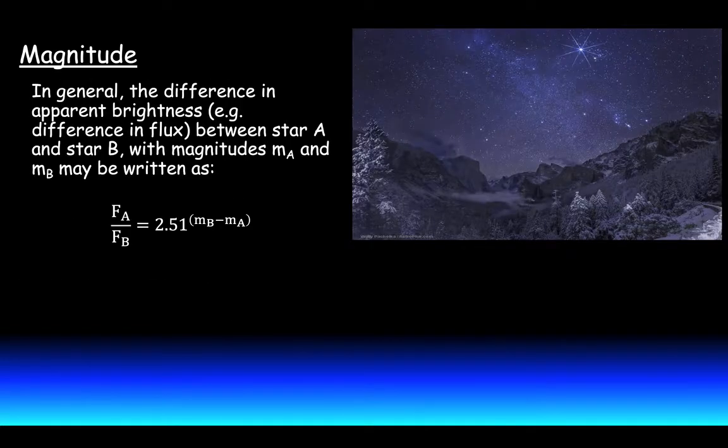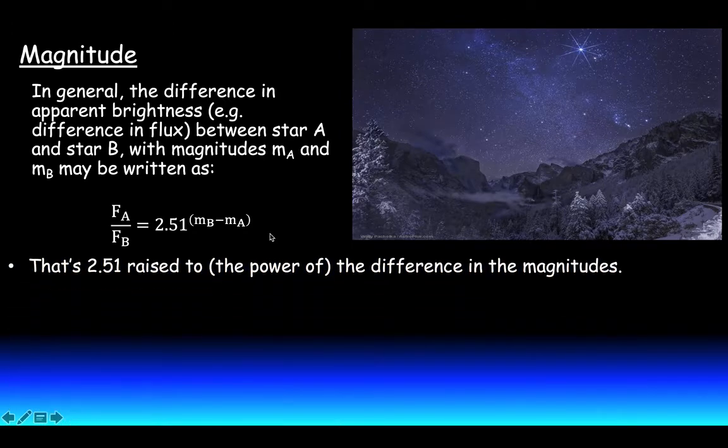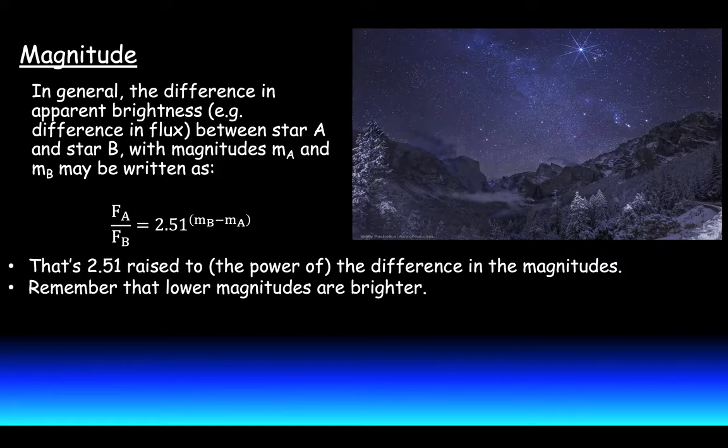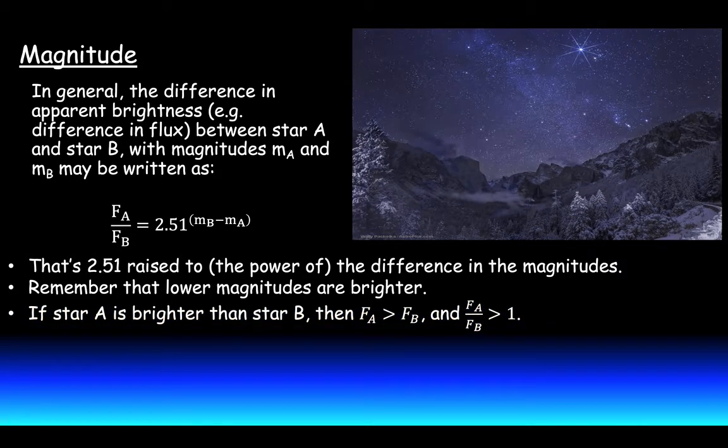of Castor. In general, the difference in apparent brightness, which could be written as the difference in flux between star A and star B with magnitudes MA and MB, could be written like this. So the flux of star A divided by the flux of star B is 2.51 raised to the power of the difference in magnitudes. And remember that lower magnitudes mean brighter objects. If star A is brighter than star B, then I expect the flux from star A to be bigger than the flux from star B.